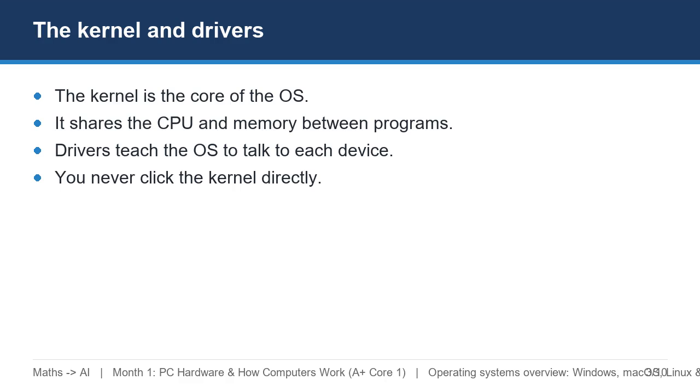At the heart of every operating system is the kernel. The kernel decides which program gets the processor, how memory is shared, and how requests reach the hardware. To talk to a specific device, like a printer or a graphics card, the OS uses a driver. A driver is a small piece of software that teaches the operating system how to speak to that one device.